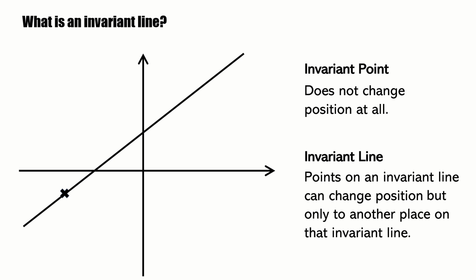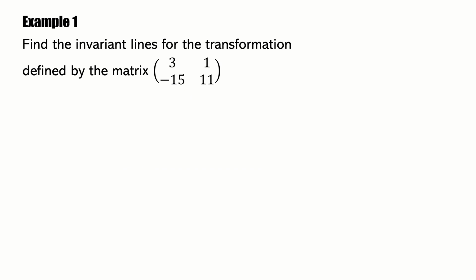How do we find it? Well, we're just going to launch straight into an example because the steps for finding an invariant line are much easier to just demonstrate than they are to explain and list. So in our example, we're trying to find the invariant lines for the transformation defined by the matrix 3, 1, minus 15, 11.